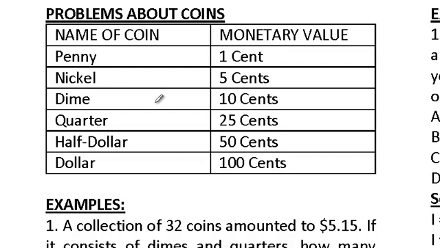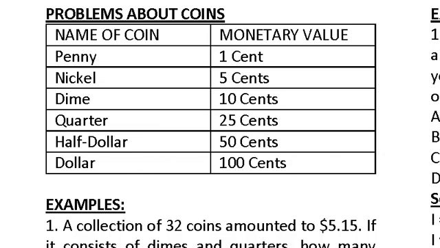Now, how about for American coin denomination? We have penny, that's 1 cent. Nickel is 5 cents. Dime is 10 cents. Quarter, 25 cents. Half dollar is of course 50 cents, and a $1 is 100 cents.